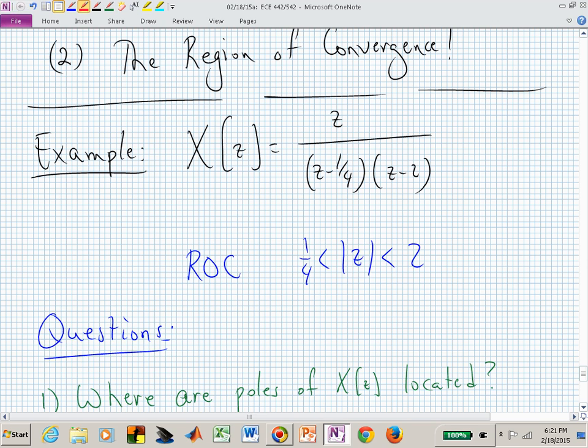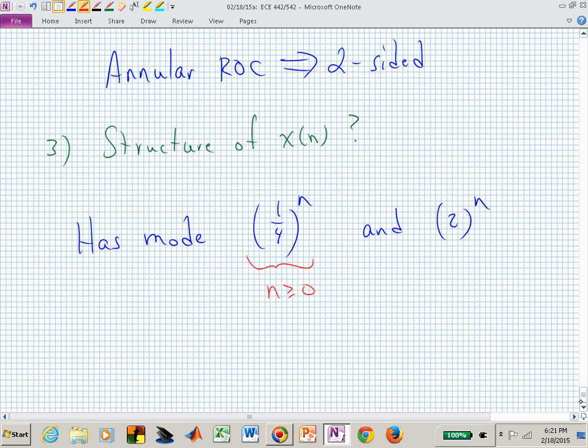That pole is interior to the region of convergence. The region of convergence for that pole is exterior to 1/4, and that's the causal pole. If the poles are interior to our region of convergence, this says that this region of convergence is exterior to that pole.